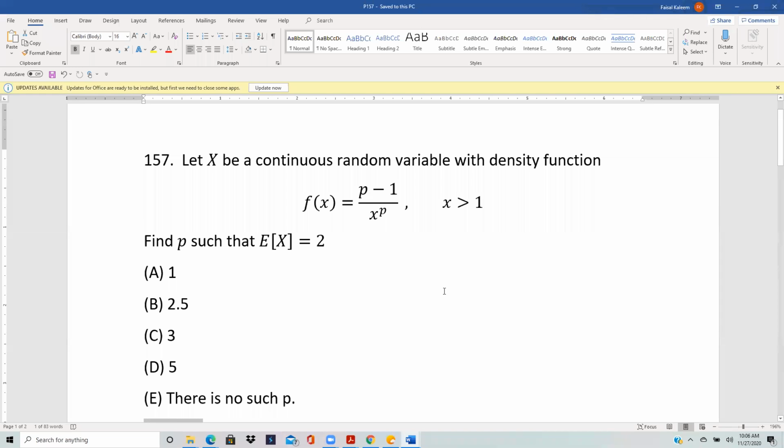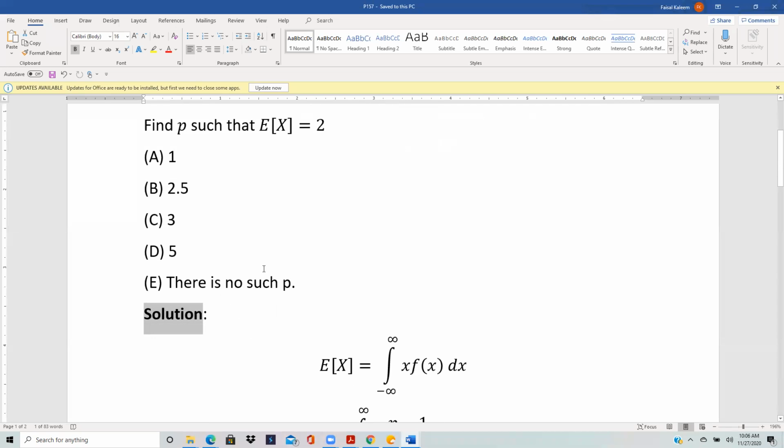Let x be a continuous random variable with density function given below. Find p such that E of x equals 2. So we just write the definition. E of x we know is the integral of x f x.